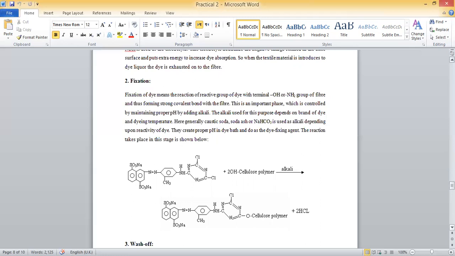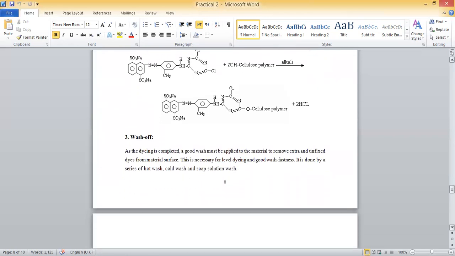This is a very important phase which is controlled by maintaining proper pH by adding alkali. The alkali used for this purpose depends upon the brand of the dye and the dyeing temperature. Generally, caustic soda, soda ash, or sodium bicarbonate is used as alkali depending upon the reactivity of the dye. This creates proper pH in the dye bath and acts as the dye fixing agent.